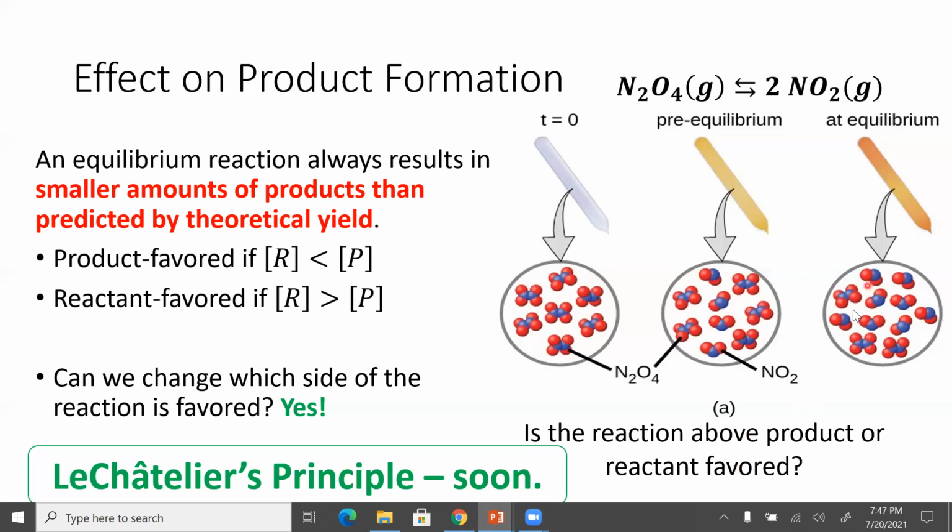Well, what we do is we look at what we have at equilibrium. We count up how many molecules we have. Well, we have a lot more NO2 molecules at equilibrium than we have N2O4 molecules at equilibrium, which means that the reaction is product favored. The reaction proceeds to produce a lot of product before the rate of the forward reaction equals the rate of the reverse reaction in our system at equilibrium.